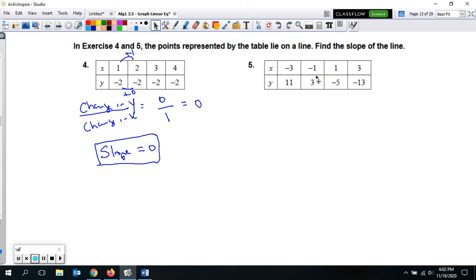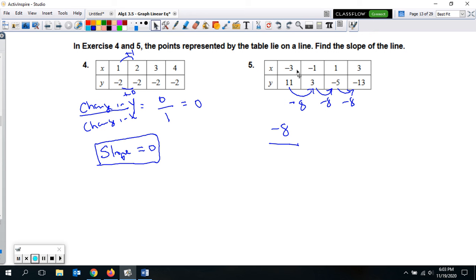For number 5 on this one, you can see that the change in y from 11 to 3, we're going in the negative direction. We're going down by 8. And so you're subtracting 8. Subtract 8 from 11, you get 3. Now, from 3 to negative 5, we also subtract 8 again. From negative 5 to negative 13, that's another subtracting 8. So your change in y is going to be a negative 8. So that's the top number.